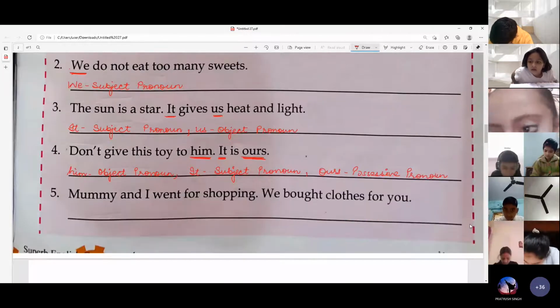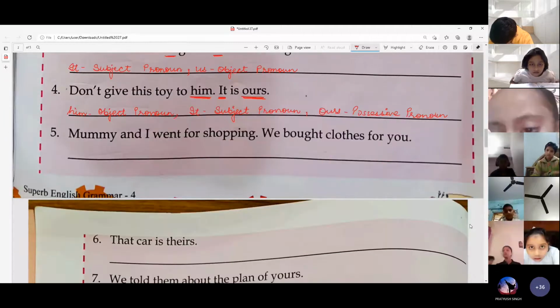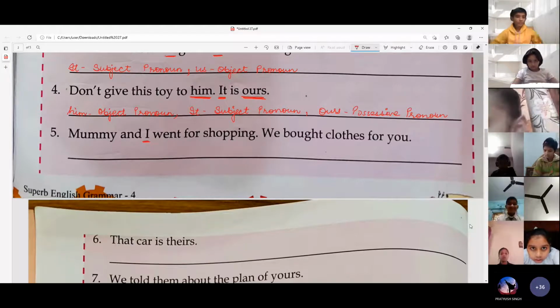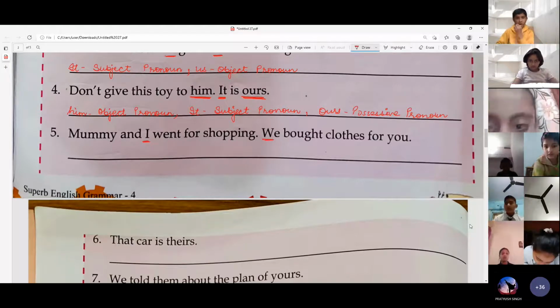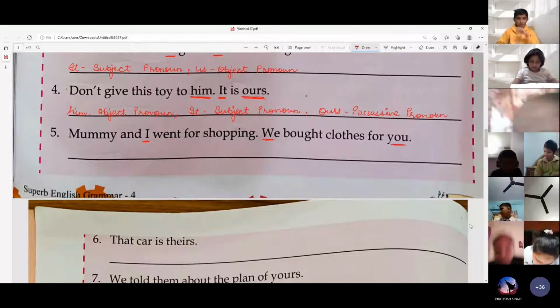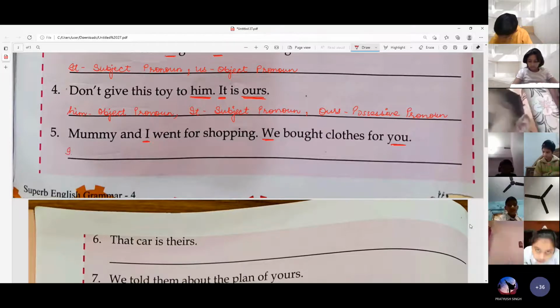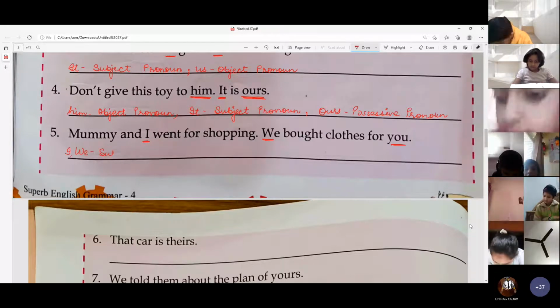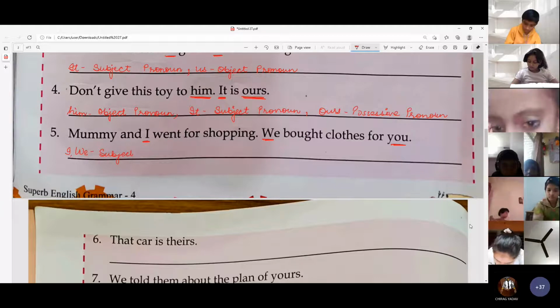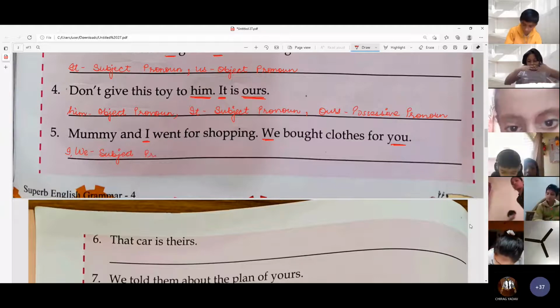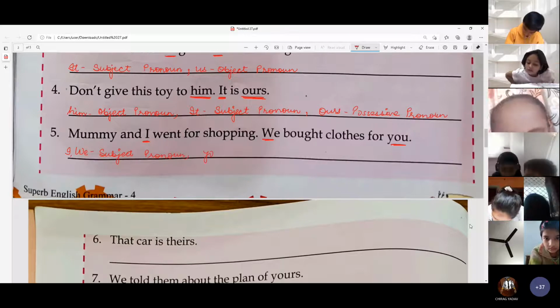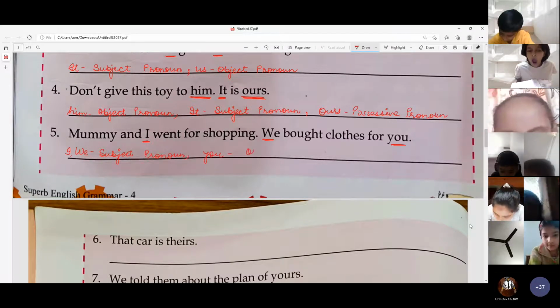Mummy and I went for shopping. We bought clothes for you. Here, I and we both are subject pronouns. Very good. And what is you here? Object.